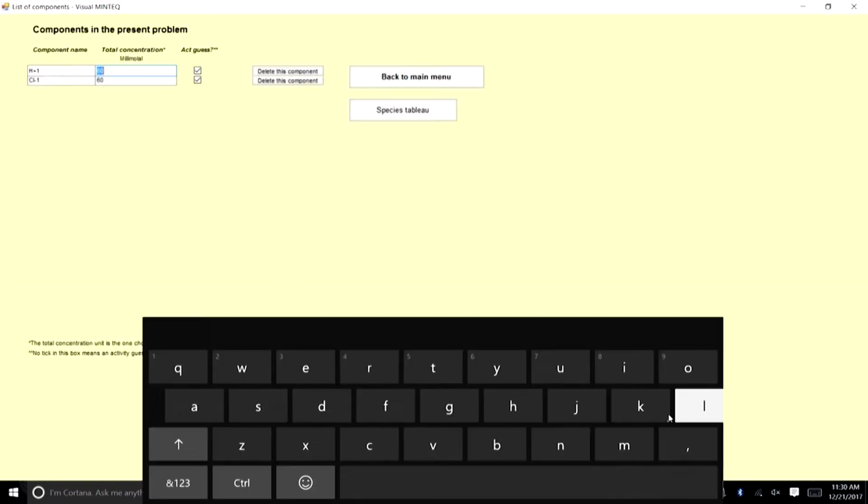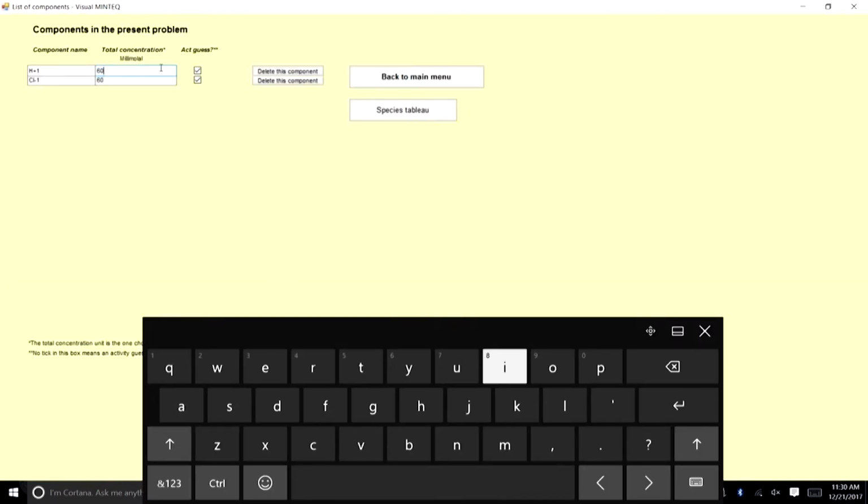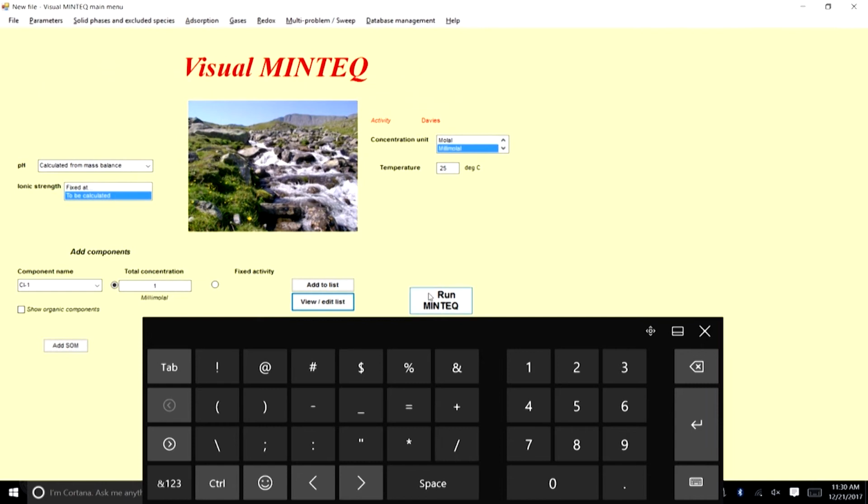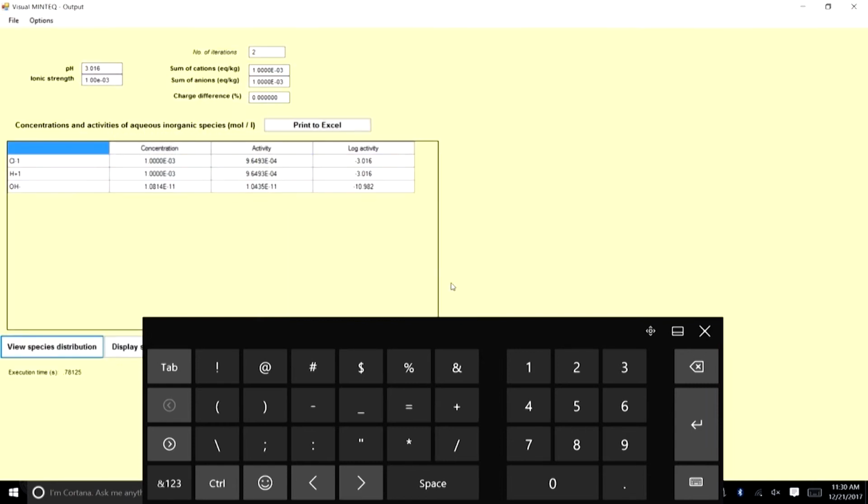So let's look at the input menu again and edit the list. Let me go with maybe 1, 60 times less, let's say, and we are going to go with 1, go back to main menu and run MINTEQ. And now you see that the pH is 3.016, right?